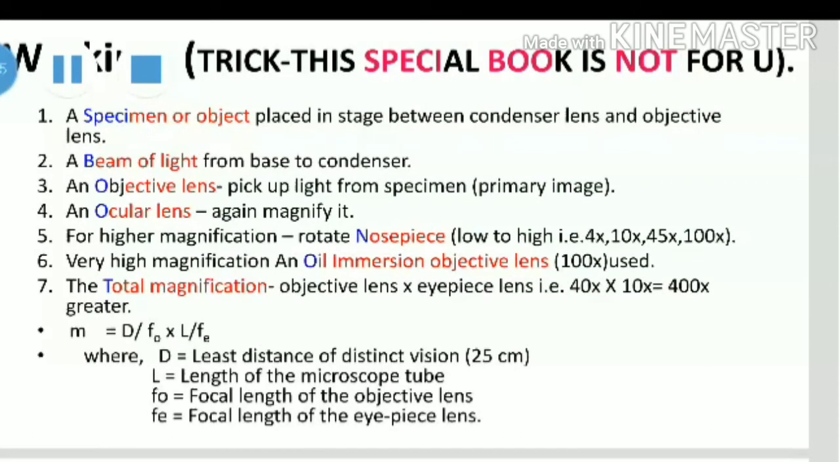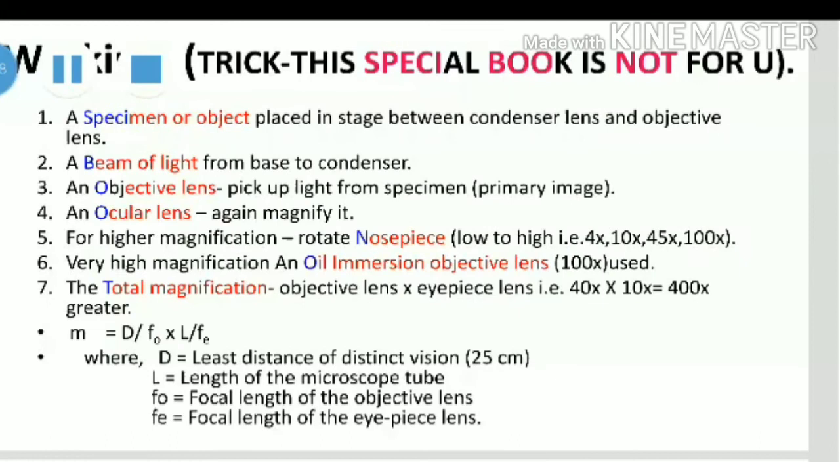Now for higher magnification we can rotate the nosepiece from low to high, that is 4x, 10x, 45x and 100x. And for very high magnification we can use an oil immersion objective lens, that is 100x. Now the total magnification of the compound microscope is equal to the objective lens times the eyepiece lens. Suppose the objective lens is 40x and the eyepiece lens is 10x, then it is 400 times greater than that of the naked eye.